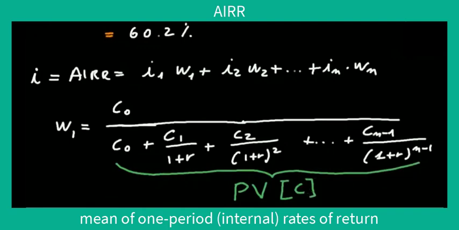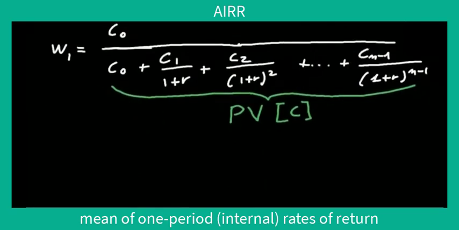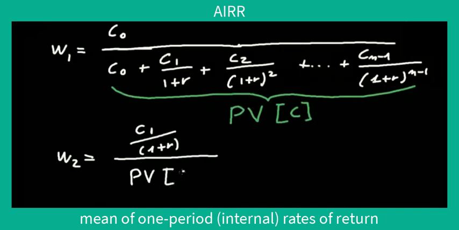And this is the first weight. Now, the second weight is the present value of the second capital invested. So C1 discounted by one period divided by total capital, and we can use the new symbol present value of all the capitals.